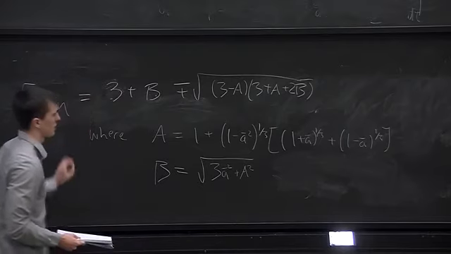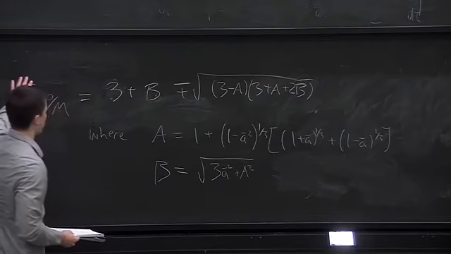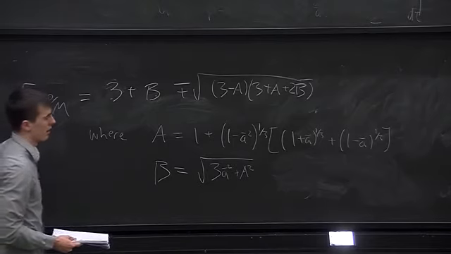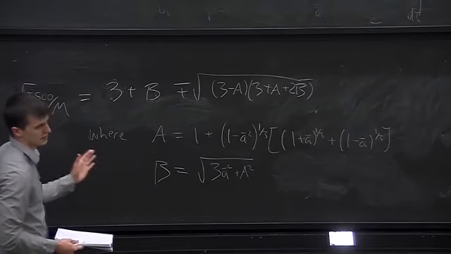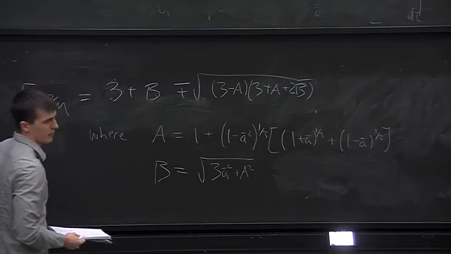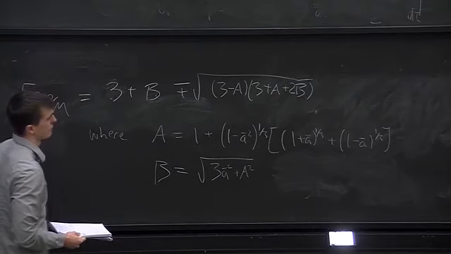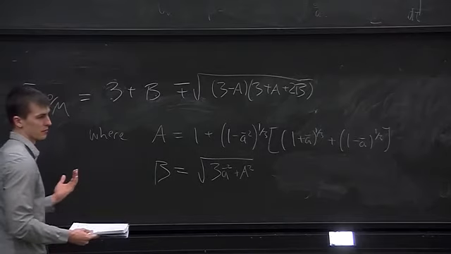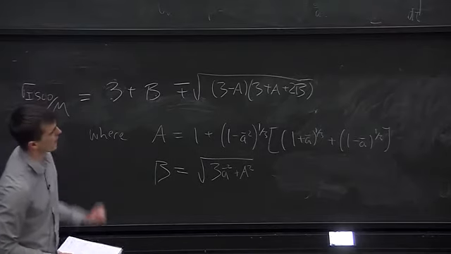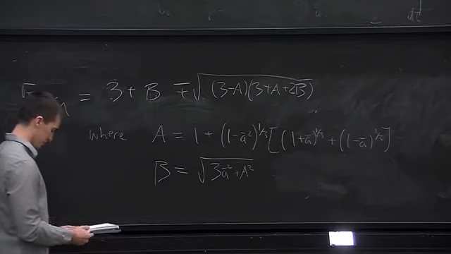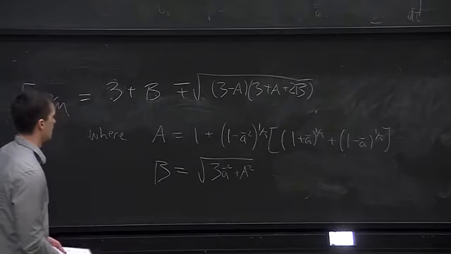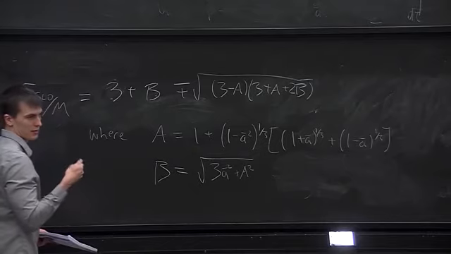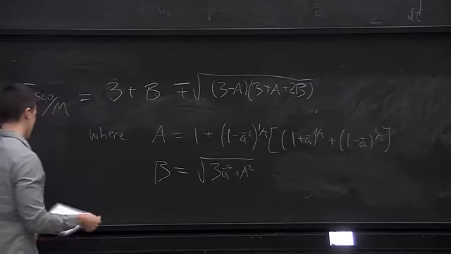And you can also note that the ISCO is actually a monotonically decreasing function of the spin. So as we go from A equals minus m to A equals m, the ISCO moves in continuously, going from 9m to 1m. And so this is the innermost radius at which we have stable circular orbits.